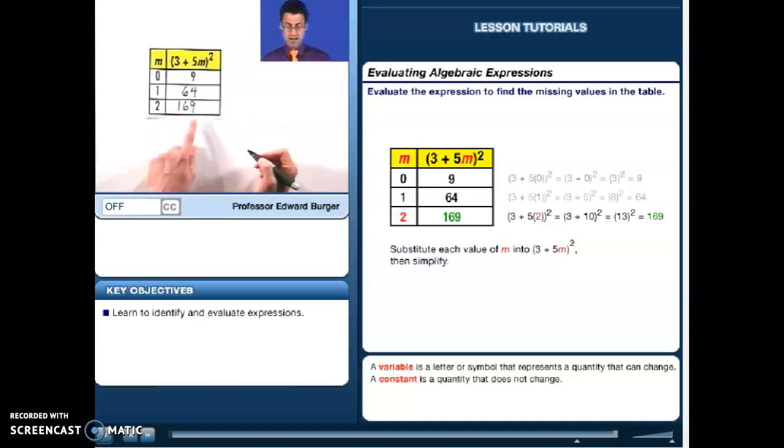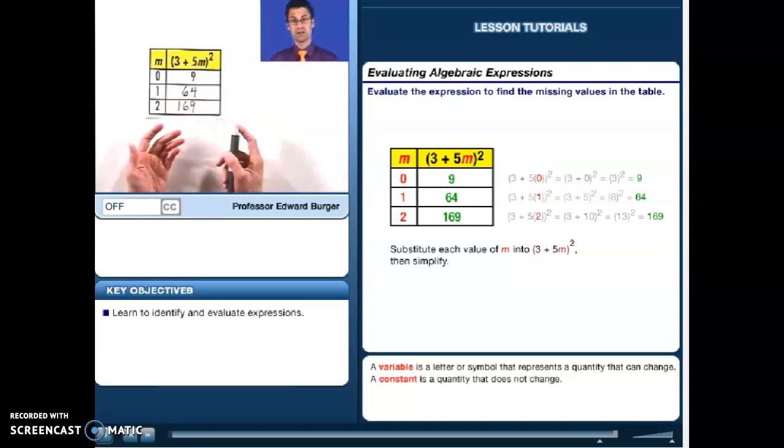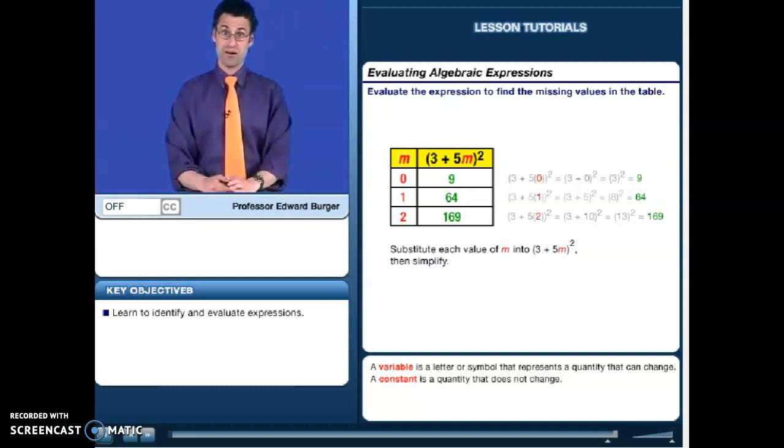So 169 is the answer, and you can see that I can evaluate this algebraic expression by just inserting this particular value, whatever value I pick, for the m, for the unknown, for the variable. That's all there is to it. Seems kind of simple, but this is going to be really the foundation for everything we're going to think about together, and even beyond. Cool.